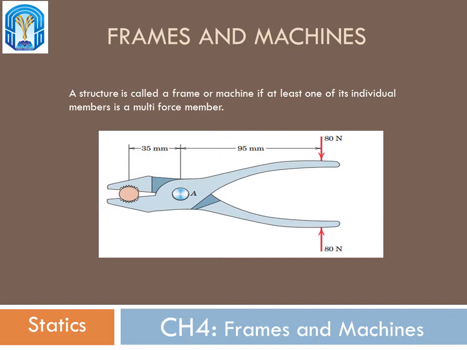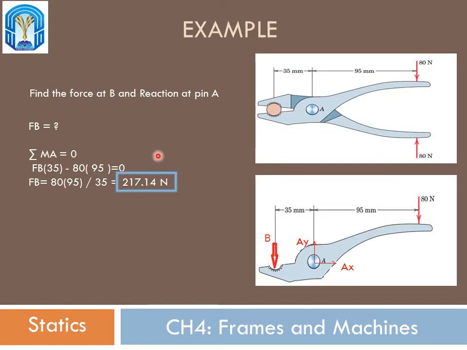And let's take an example about it. Here, find the force at B and the reaction at pin A. If we want to find FB, we take a moment about A. Summation of moments about A equals 0: FB multiplied by 35 millimeters, which is the distance between force B and pin A, minus 18 multiplied by 95 millimeters, equals 0.